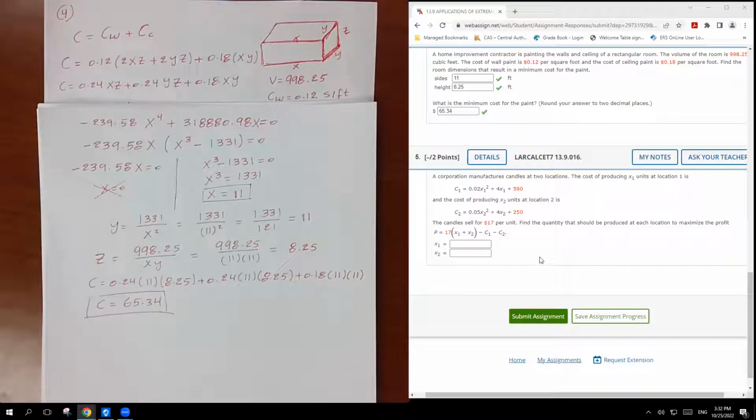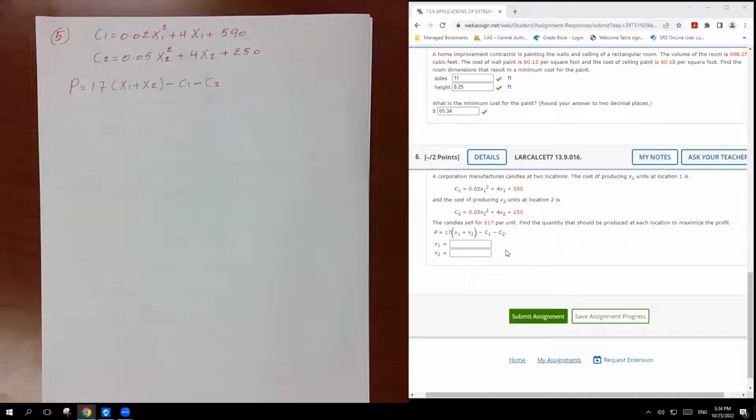Now, example 5. A corporation manufactures candles at 2 locations. The cost of producing x1 units at location 1 is this one. On location 2 is this one. The candles sell for $17 per unit. Find the quantity that should be produced at each location to maximize the profit. And here are the equations.